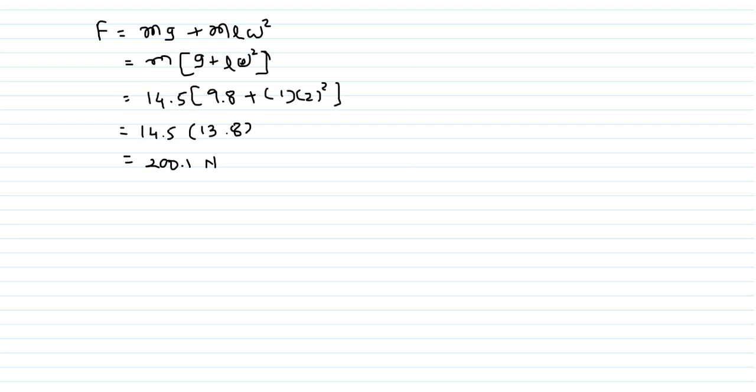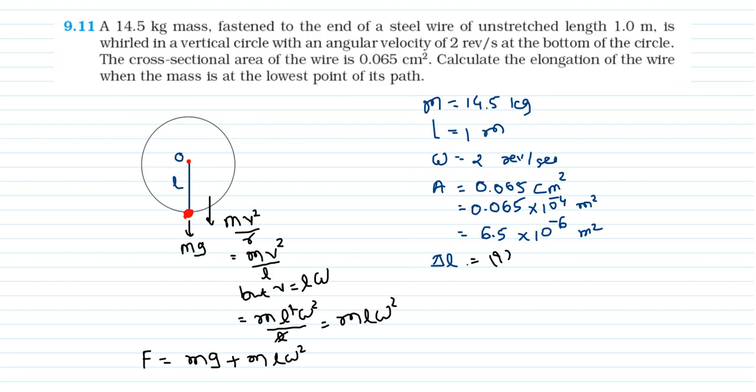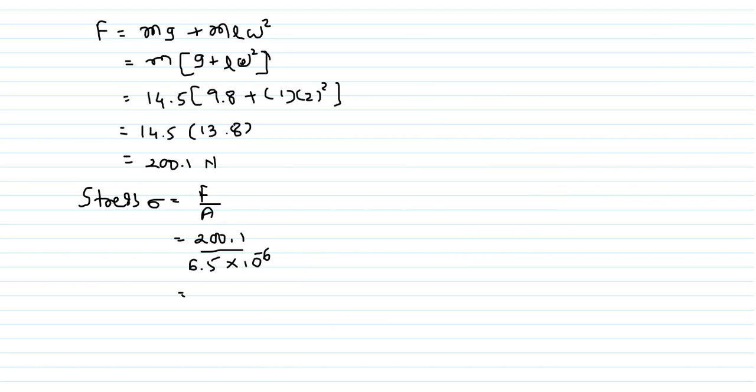Okay. Now stress sigma is equal to force upon area. What is the force? 200.1, and area is 6.5 into 10 raised to minus 6. Here you see, area is 6.5 into 10 raised to minus 6, right? So when you solve this, it is 3.078 into 10 raised to 7 Newton per meter square.